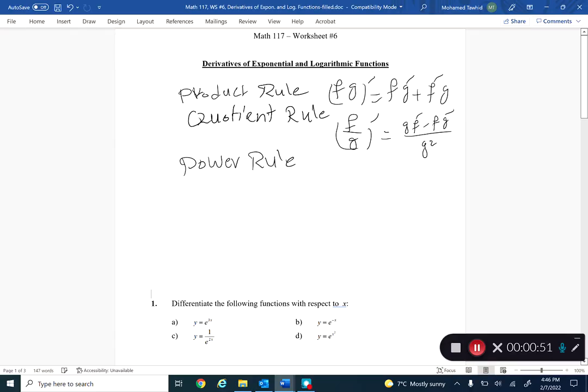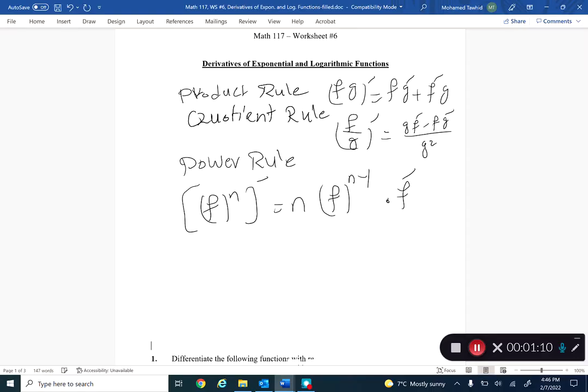That is, when you have a bracket to the power n and I need to take the derivative of this bracket, I put n in front, the bracket to the power n minus 1, and then I multiply by the derivative of whatever is inside the bracket. So now we are going to take the derivative of the exponential.